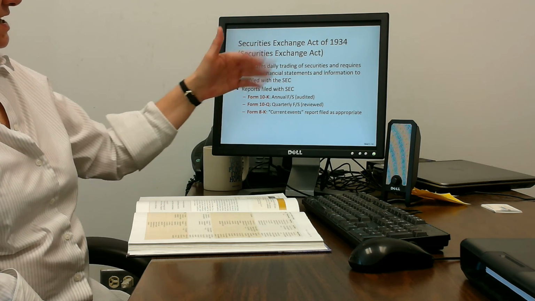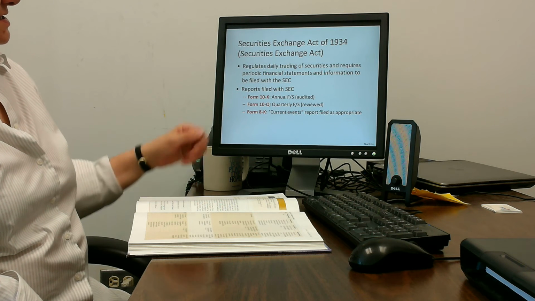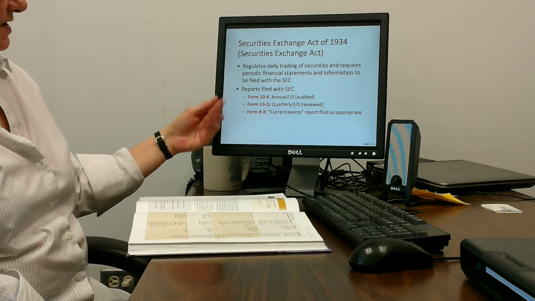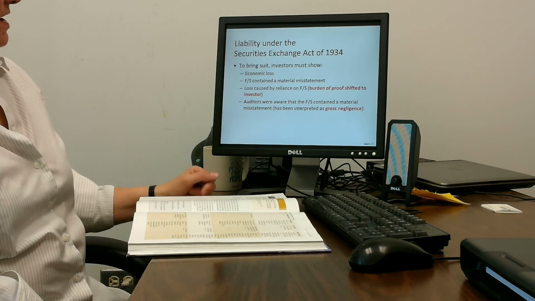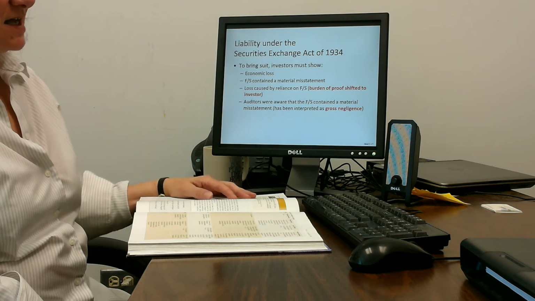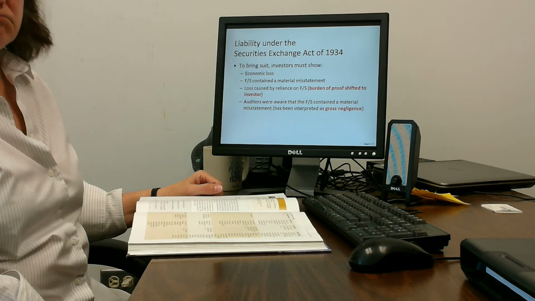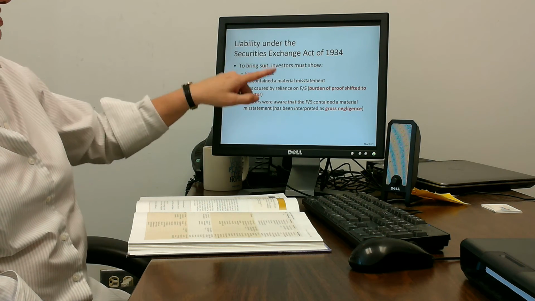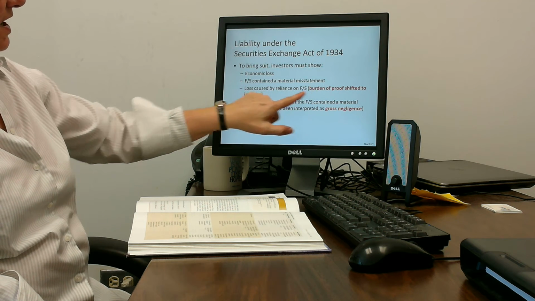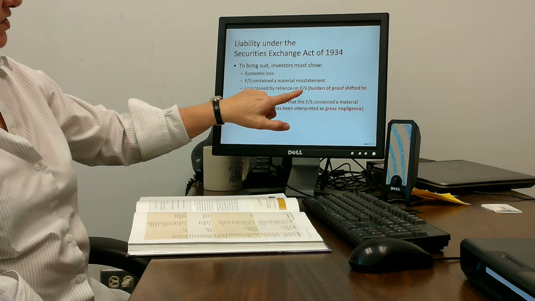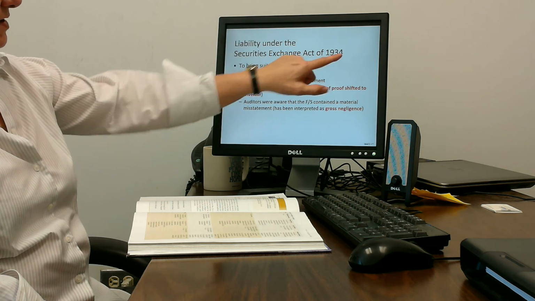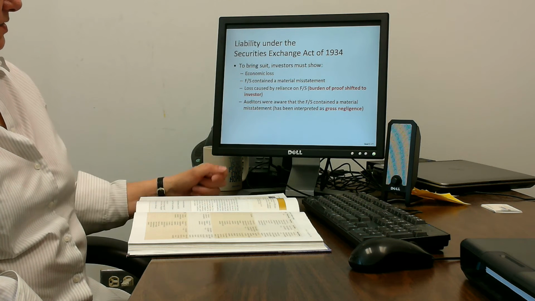So this Securities Exchange Act of 1934 says that, of course, companies have to file these forms, right? We've looked at them, the 10Ks, the 8Ks. If there's something bad with them, you may be liable. If you audited that 10K and you did a bad job, investors could sue you. To bring suit, investors must show they had an economic loss, there was a misstatement, and it was caused by reliance on the financial statement. Right? So before, they didn't have to rely on the financial statement, there just had to be the misstatement under the 33 Act. Auditors were aware it contained a material misstatement.